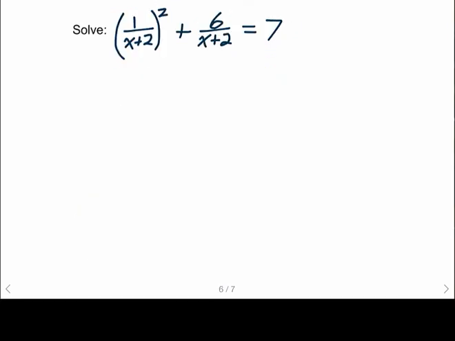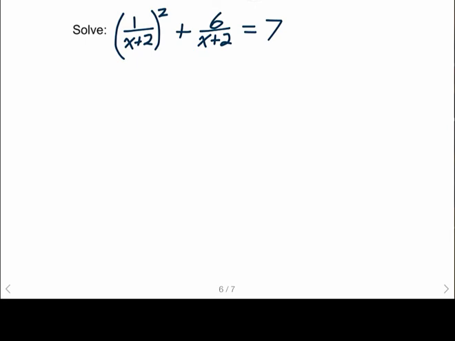Next, we see something that's a little bit different and a little bit similar. Solve (1/(x+2))² + 6/(x+2) = 7. Hold up, man. We don't have a 0. Well, we can make that happen. But what's up with the expression?